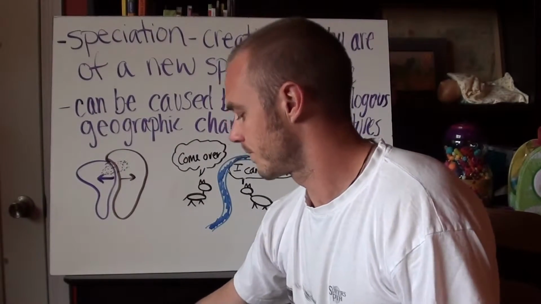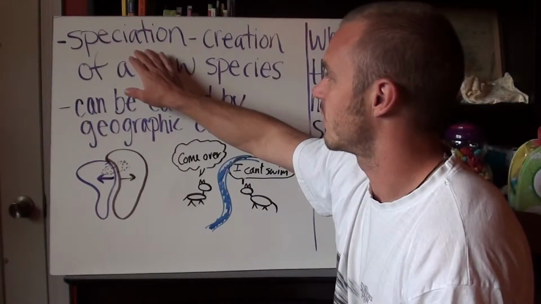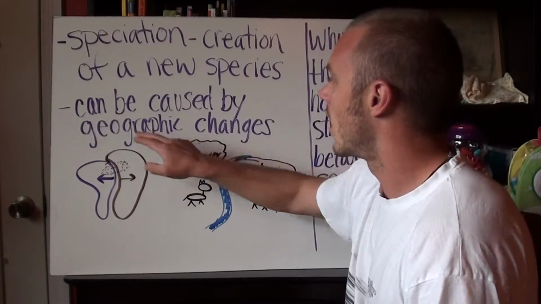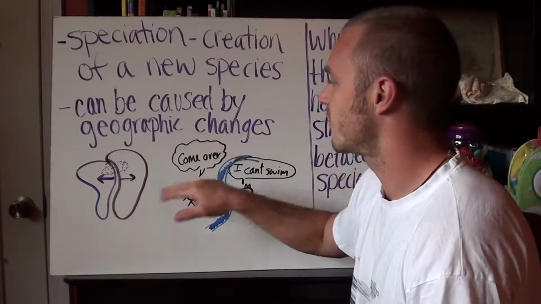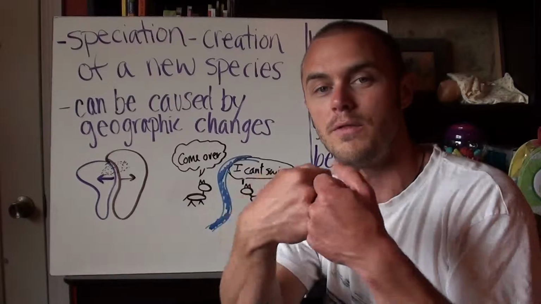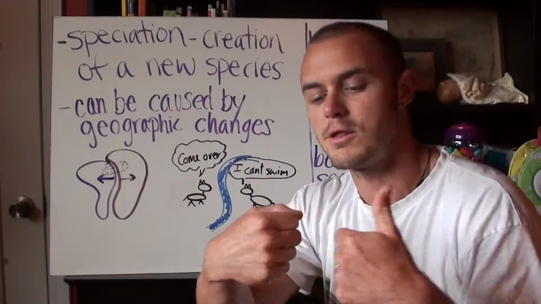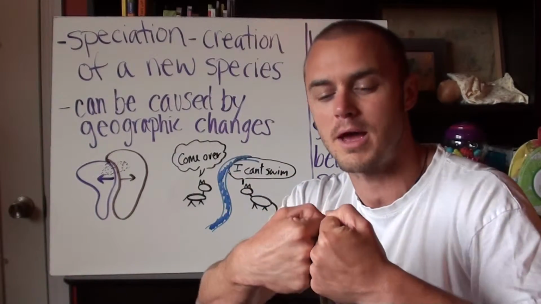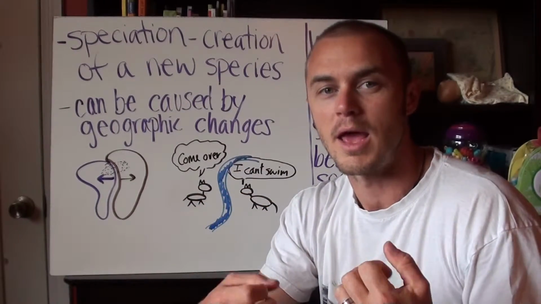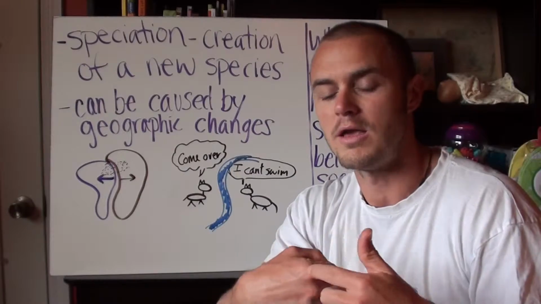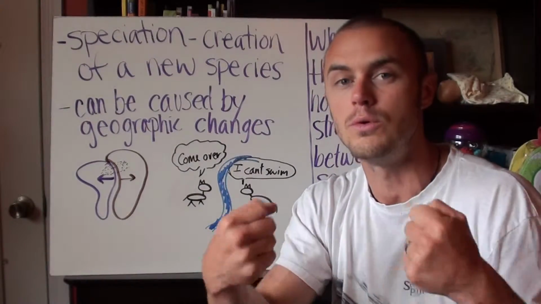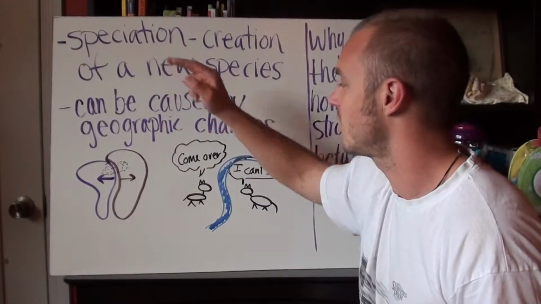Alright, next is speciation. And this is the creation of a new species. This can be caused by geographic changes. So going back to Pangea, you have South America and Africa. They're together. You have some species going across both land masses. They then separate, and due to changes in environment and habitat, they're going to evolve along different branches, and you end up with two new species, which is speciation.